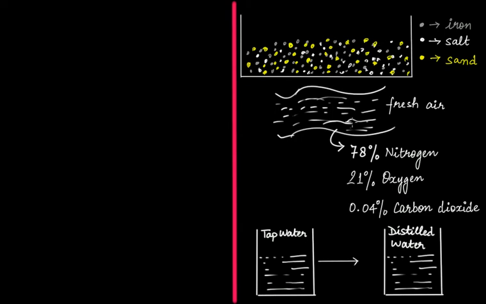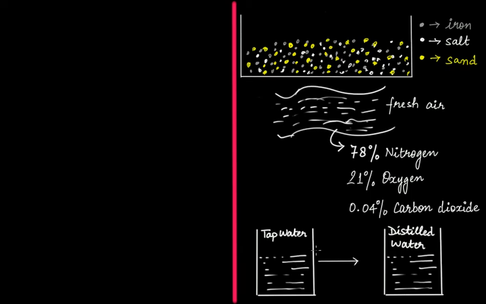In the same way, if we take fresh air, we know that fresh air has several components. The major ones are two: 78% is nitrogen, 21% is oxygen, and we have taken carbon dioxide, which is present in a very trace amount, that is 0.04%. Again, nitrogen gas, oxygen gas, and carbon dioxide gas. These three gases are not chemically combined. They are physically combined. That's why, again, fresh air is also a mixture. They are just physically combined and not chemically combined. There is no chemical combination between these gases.